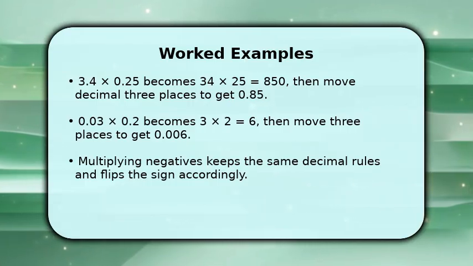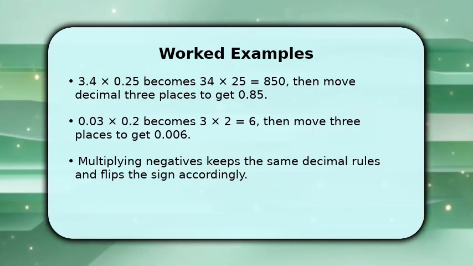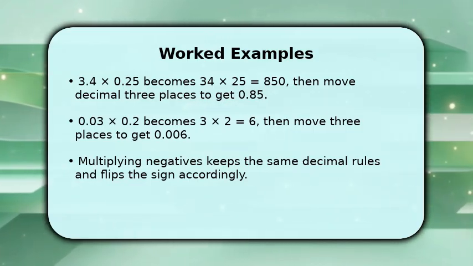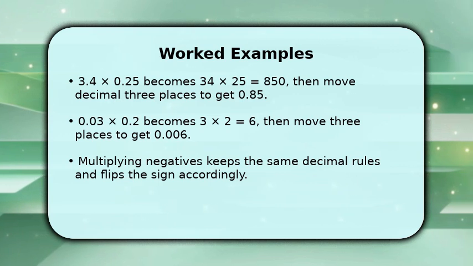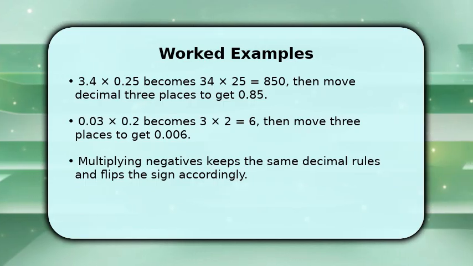For 0.03 times 0.2. Remove decimals to get 3 times 2 equals 6, and then move 3 places left to get 0.006. Use quick estimation to check your answer and avoid mistakes with decimal placement.